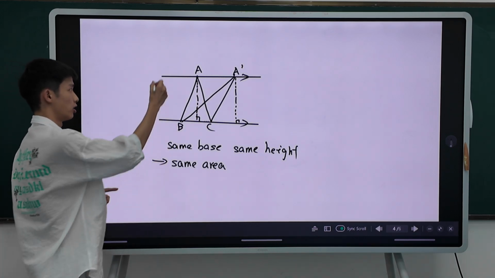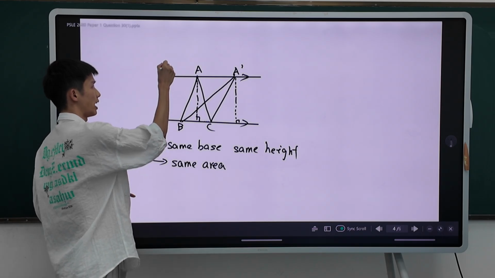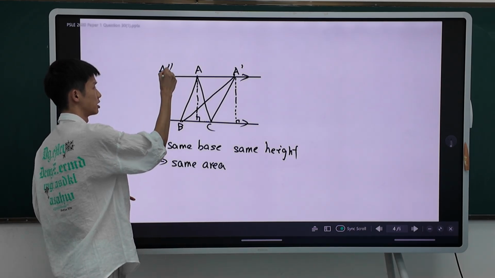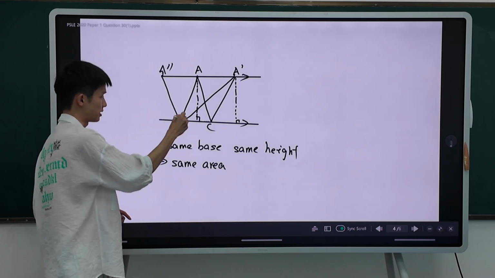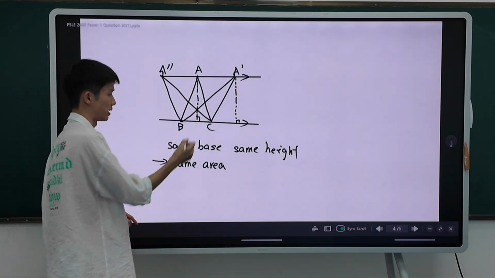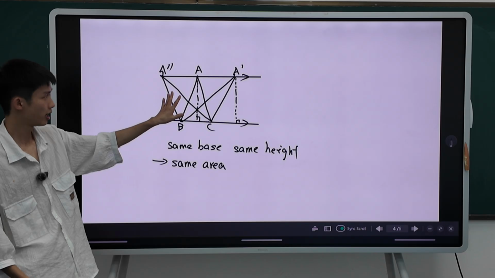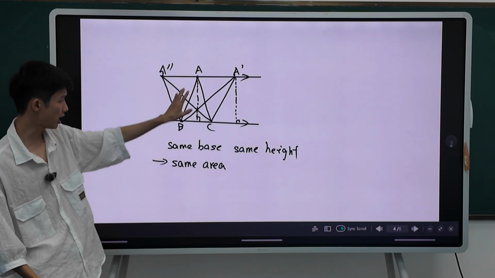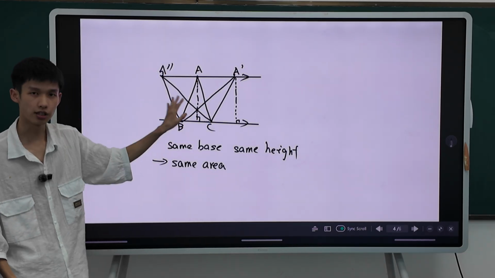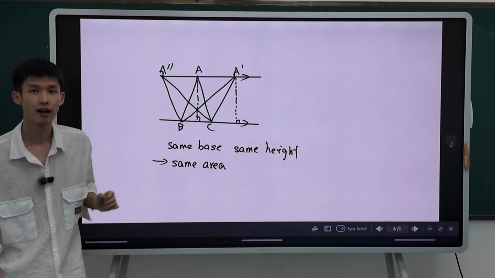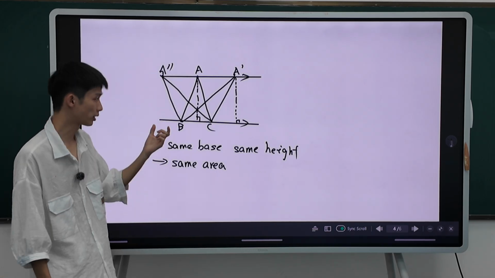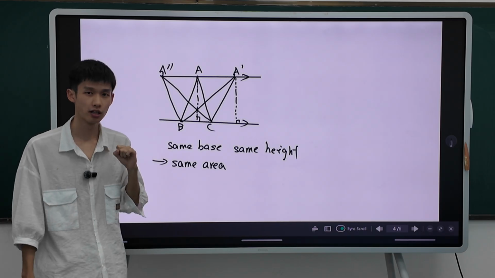But actually, over here, if I give another point, A', on this line, and I'm connecting BC, B and C. Now, we have two triangles, A'BC, ABC, and A''BC. These three have a relation. Very good, all the same. Because still, same base, same height.